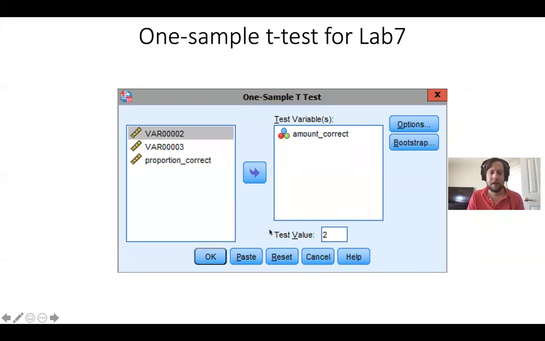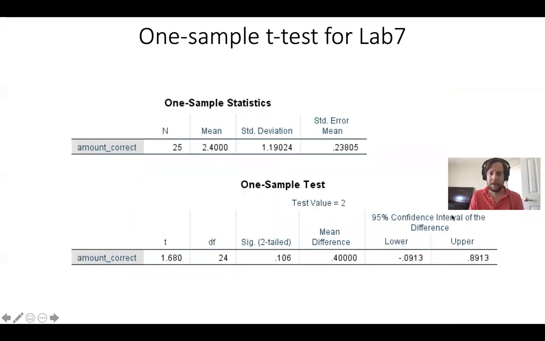So hopefully not. So the test value, when you're comparing the amount correct, remember the average amount correct was 2.4. The test value is chance performance, 2. If people were guessing on each trial, then the average amount correct per participant would be 2. We want to do a one sample t-test to determine, is 2.4 significantly different than chance performance of 2? You set it up this way, press OK. Here is the output.